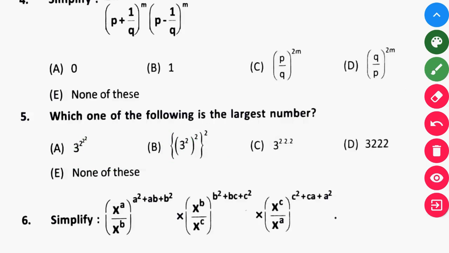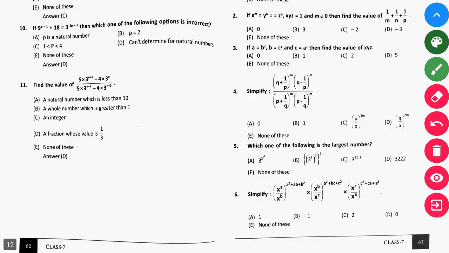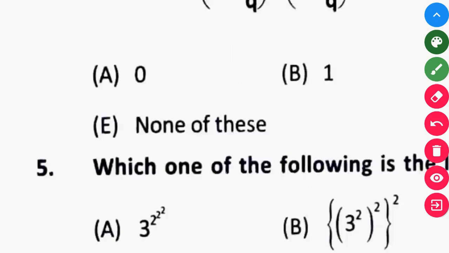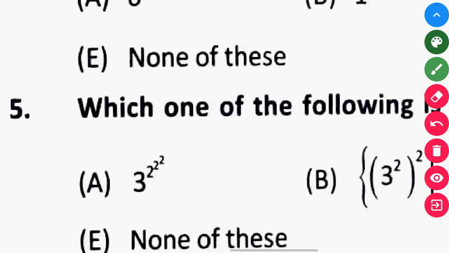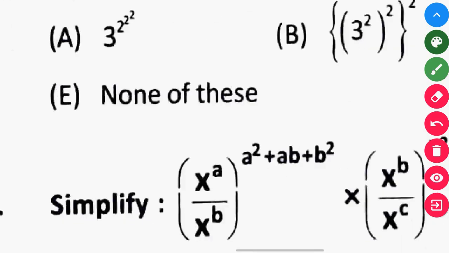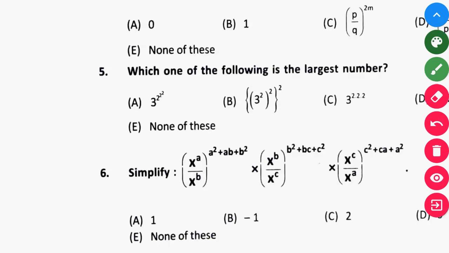Why don't we multiply here all the three 2s which are on the head of this base 3? Because the bracket is not there. If the bracket is there, we can say that 3, the exponent is 2 and the whole bracket's exponent is 2, and the whole bracket's exponent is 2, like the example in B. So our answer is A, which is the largest number. So A is the largest number.